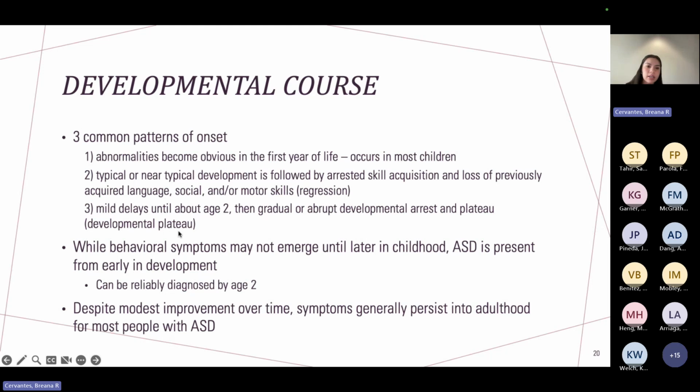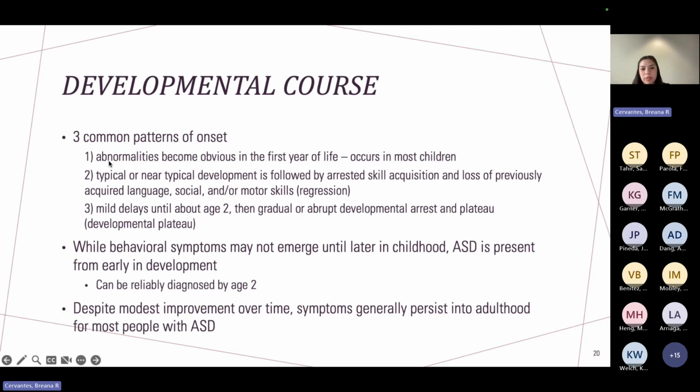Third one, mild delays until about age 2, and then gradual or abrupt developmental arrest and plateau. So there were abnormalities to begin with, but it was quite mild. It could just be, oh, they started talking, but it was like, I don't know, 6 months after the norm. And they see that for most milestones up till age 2. And then similar to the second one, there's some sort of noticeable time point where things start regressing or just doesn't improve at all. And that's what it means by plateau. It doesn't improve and it just stays with that for the rest of the time.